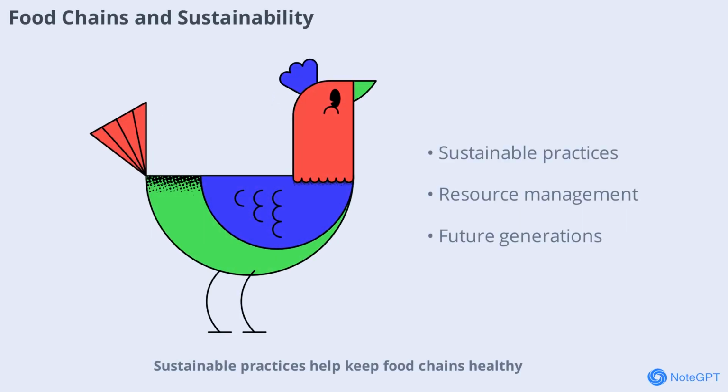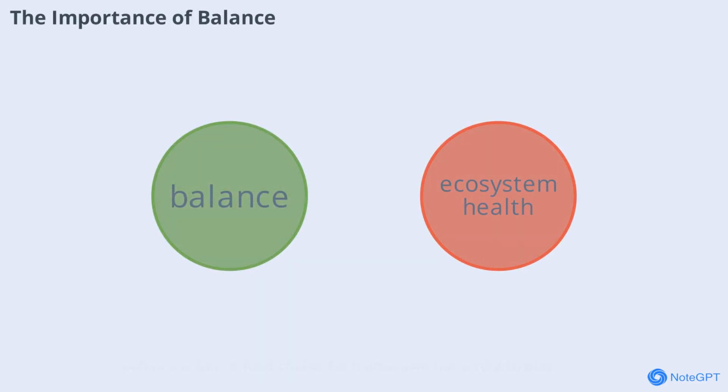Sustainable practices help keep food chains healthy. This includes responsible farming, fishing, and resource management. By making choices that support sustainability, we help ensure that food chains can continue to support life for generations to come. Balance is key in food chains.